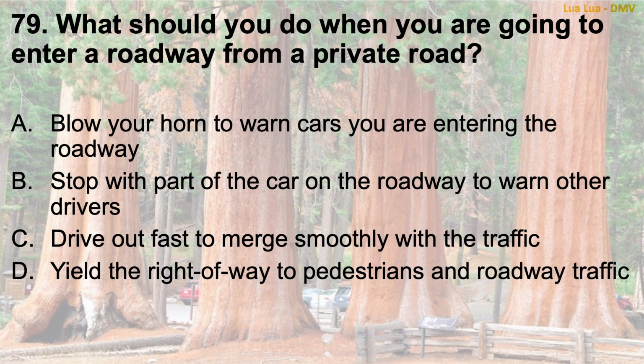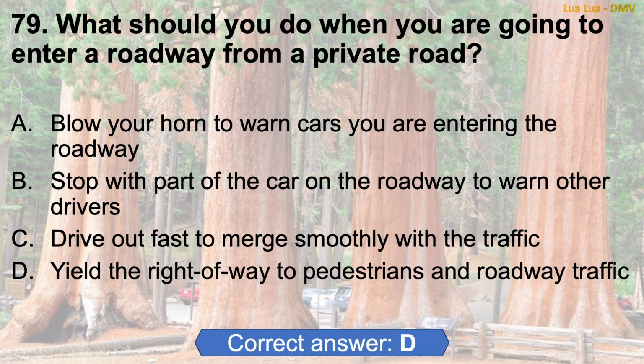Question 79. What should you do when you are going to enter a roadway from a private road? A. Blow your horn to warn cars you are entering the roadway. B. Stop with part of the car on the roadway to warn other drivers. C. Drive out fast to merge smoothly with the traffic. D. Yield the right-of-way to pedestrians and roadway traffic. The correct answer is D. Yield the right-of-way to pedestrians and roadway traffic.